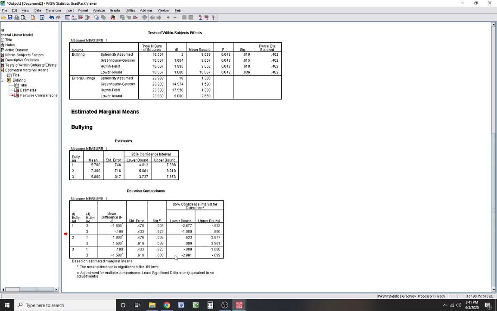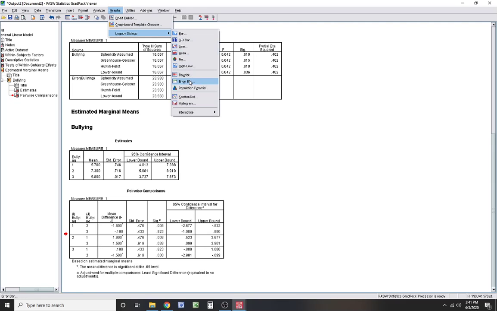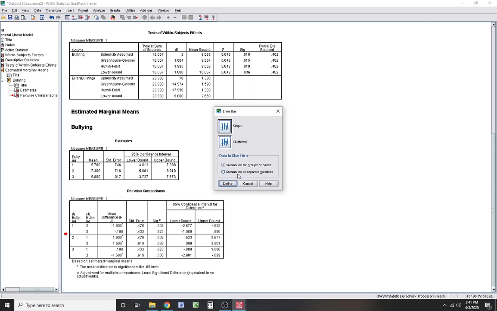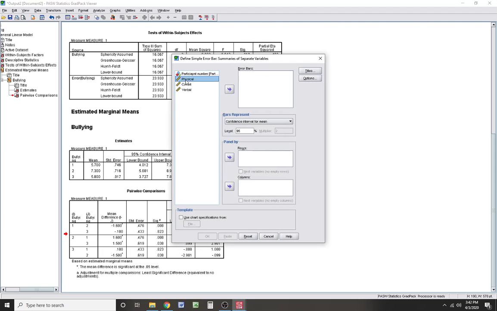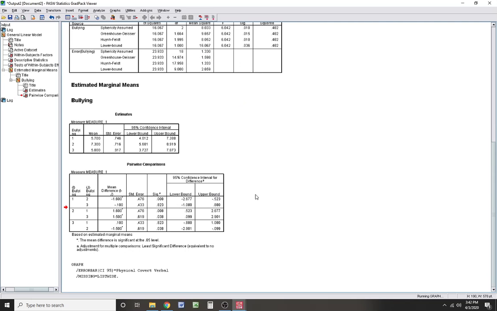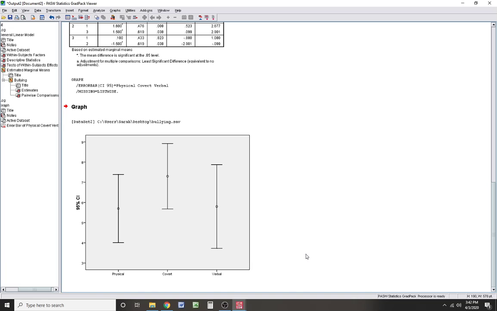If we wanted to see a graph for these results, which I would want to do, we would go here to graphs. We would say legacy dialogues. I would want to see an error bar graph. And for repeated measures, we have to say summaries of separate variables because we had to put each level as its own variable in SPSS. And then to define it, we say which things we want it to graph. So we move our 3 levels of bullying over here. You could play with options and titles if you want, or you could just hit OK. And this would give us an error bar graph right here.